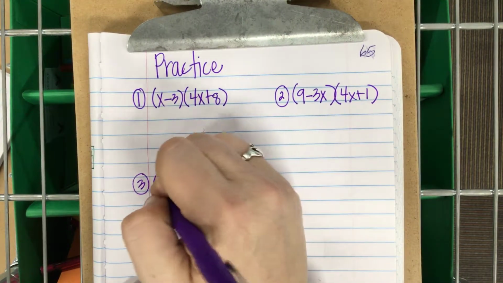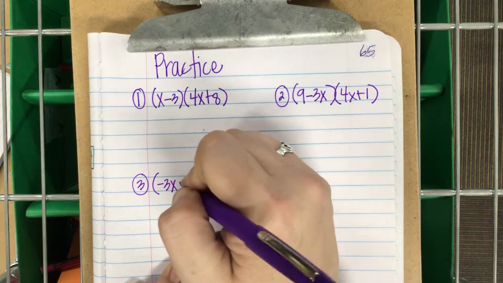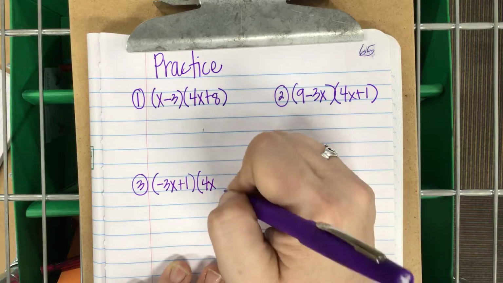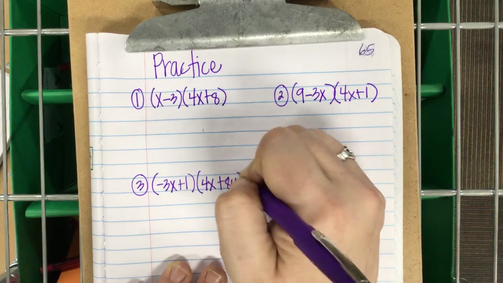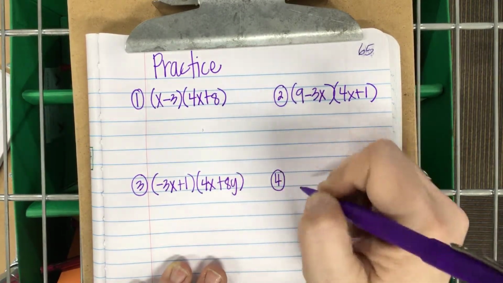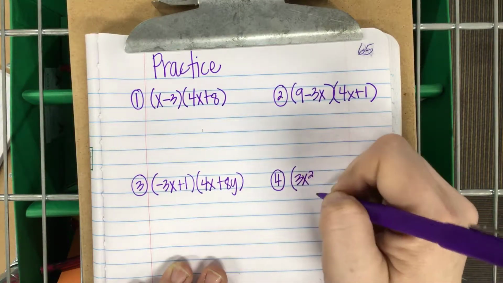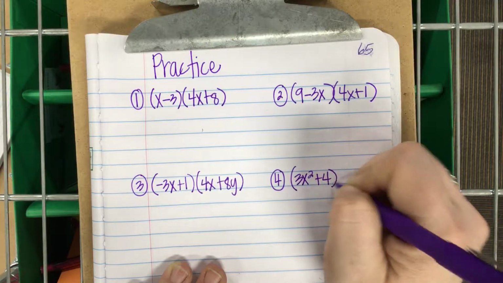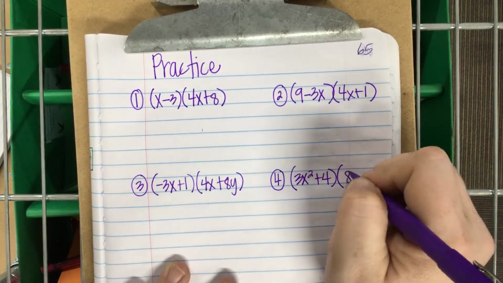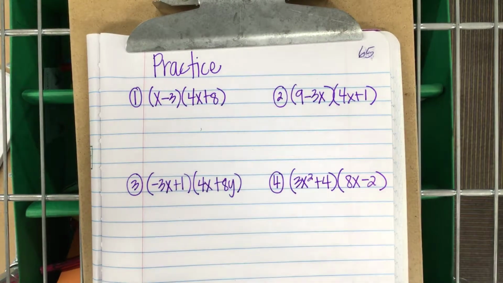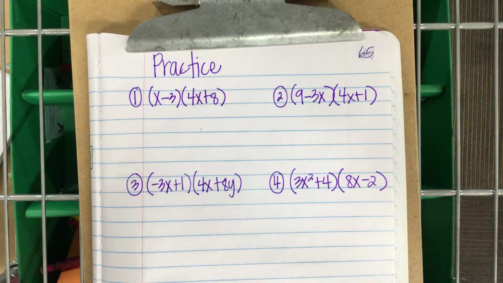One thing I found as a student your age was to actually draw those lines for FOIL first, outside, inside, last, before I got started. And do that before solving anything, just so that it keeps you on track. That I have to do x times 4x, then x times 8, then negative 3 times 4x, then negative 3 times positive 8.